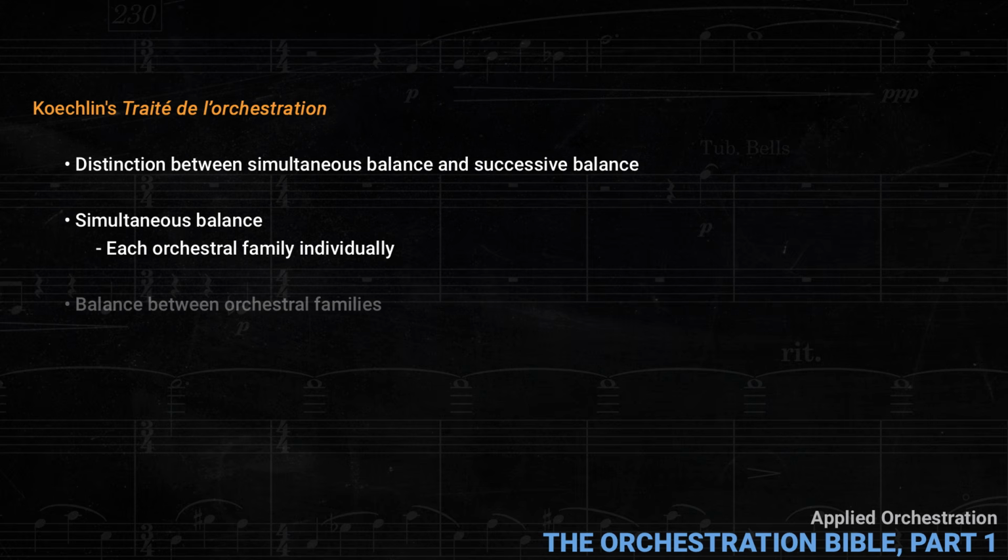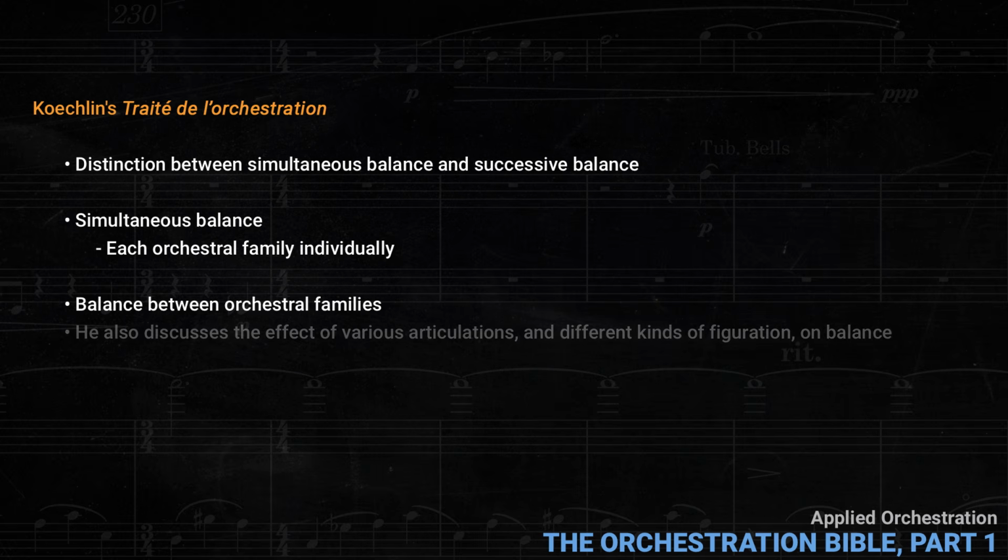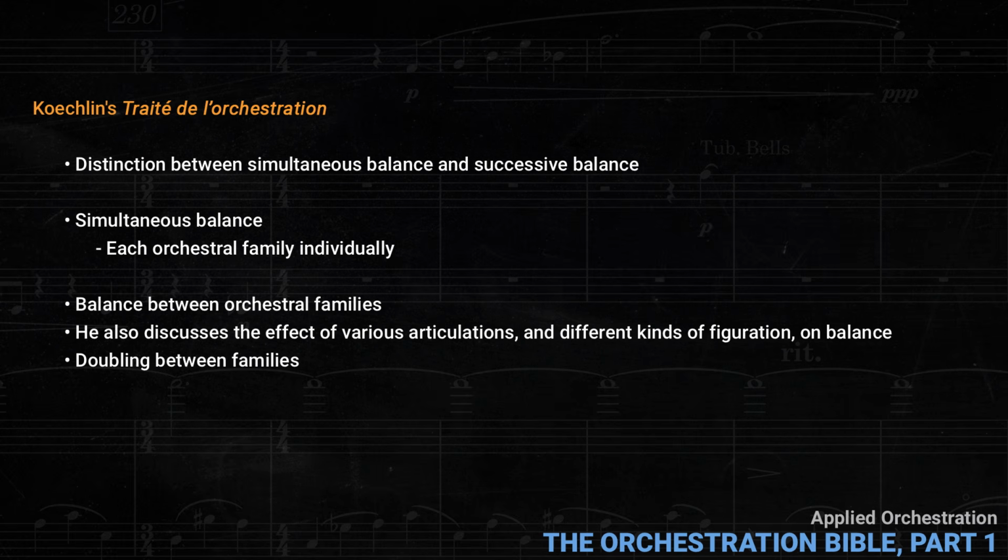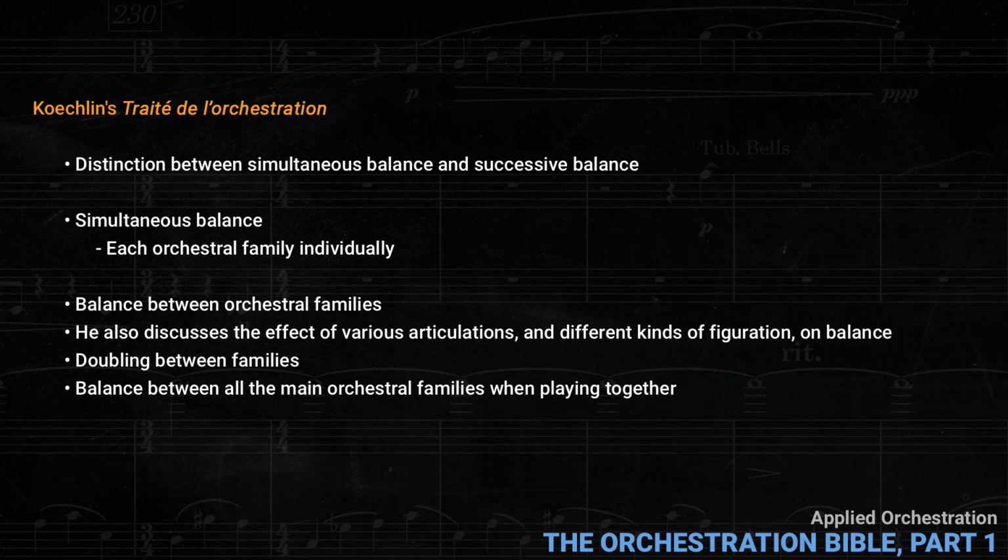The next section goes into the balance between orchestral families, both at the same dynamics and at different dynamics. He gives examples of foreground planes in various families combined with background in others. This is a complicated subject and there's a lot to say about it. He also includes examples with voice, a special case that will merit later on a whole chapter by itself in Volume 4. He also discusses the effect of various articulations and different kinds of figuration on balance. There follows a discussion of doubling between families as well as balance between all the main orchestral families when playing together. This includes examples and explanations including percussion, piano, and harp as well.